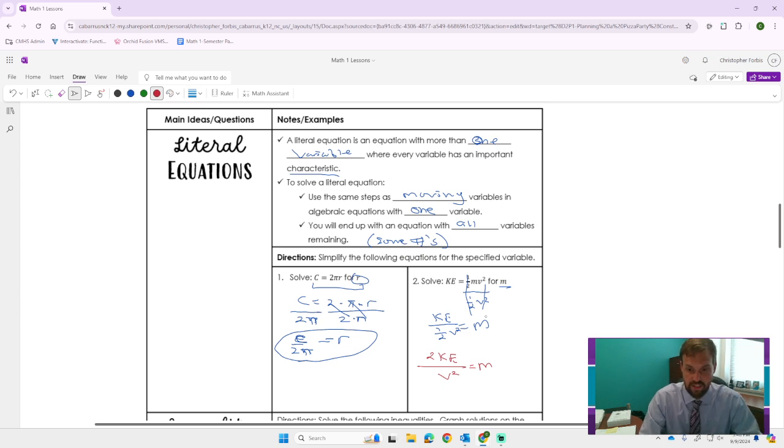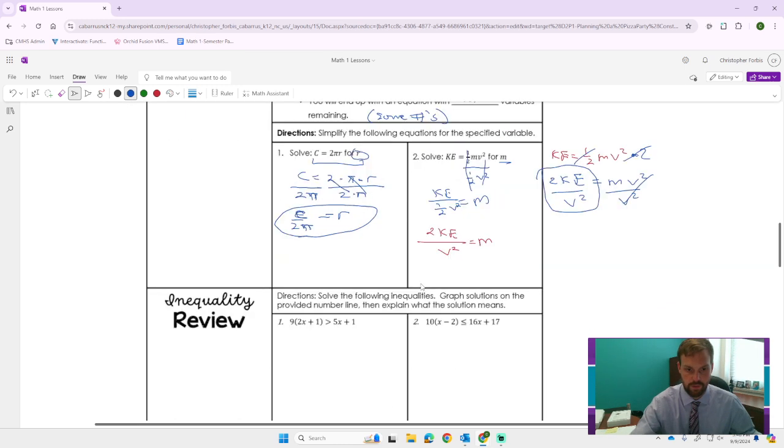Another way we could have done that, if you don't like dividing by a half, is you could have said, all right, we got ke equals 1/2 mv squared. You could have multiplied both sides by 2, and that would have gotten rid of the half. So then you would have had 2 ke equals mv squared, and then you could have divided both sides by v squared. And that might have been a way you would have liked it better. Either way is fine with me. All right. Very cool.